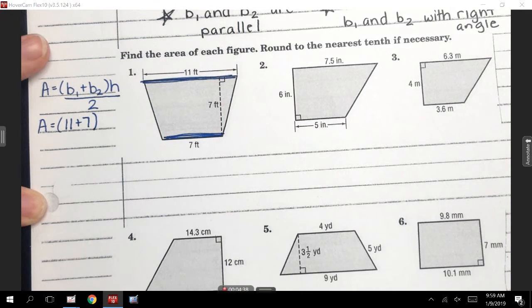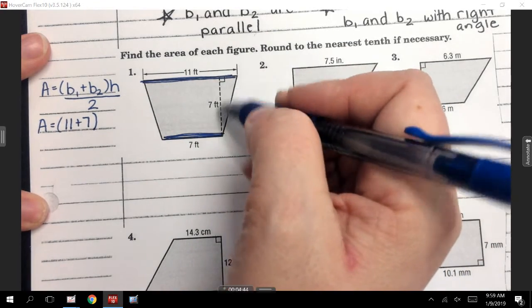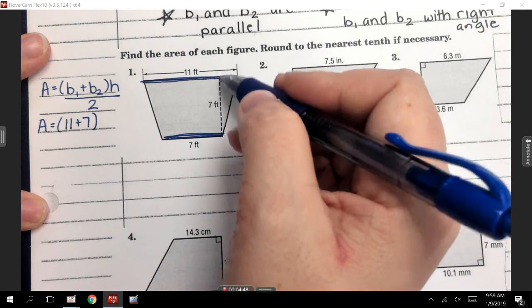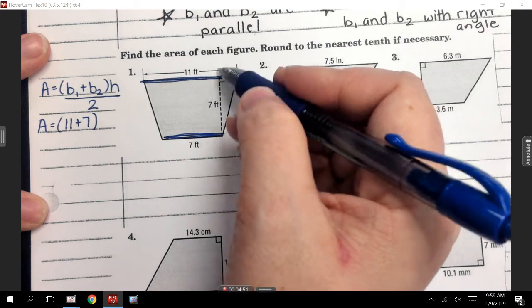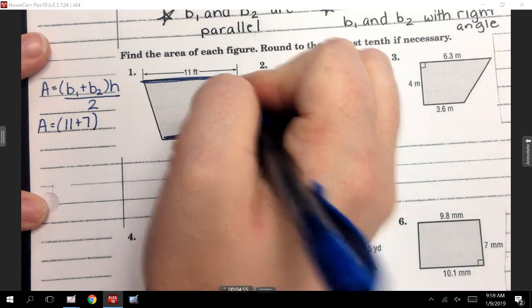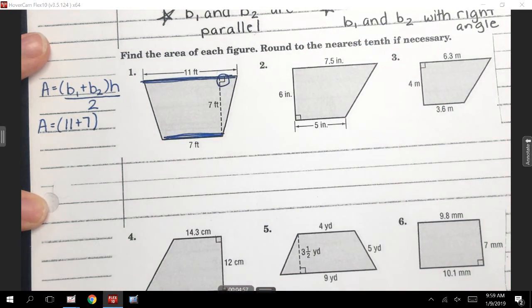And then what's my height going to be here? What is my height, Gabe? 7. It's 7 as well, but it's going to be the other 7. How did you know that this was going to be my height? Because you can tell that it's going up and down. What's another reason it's my height? Savannah? It has a right angle. And we always say our bases and our heights are going to make right angles.